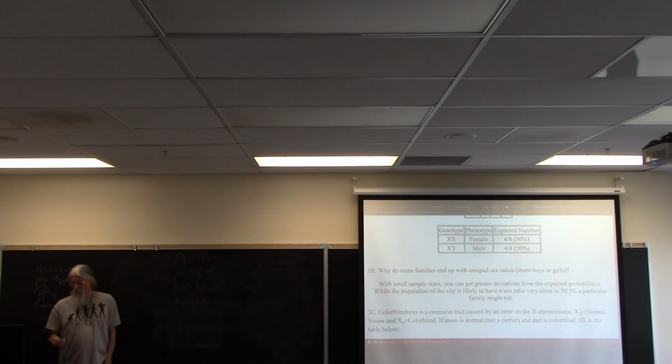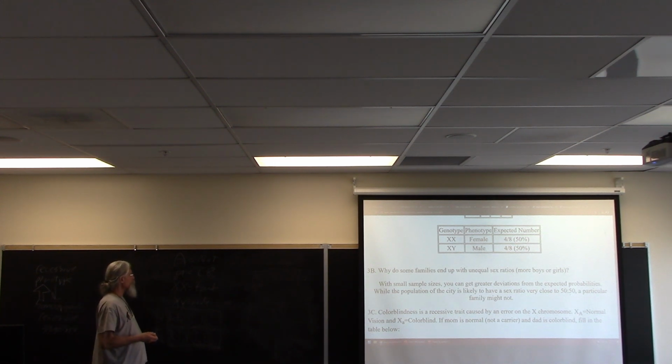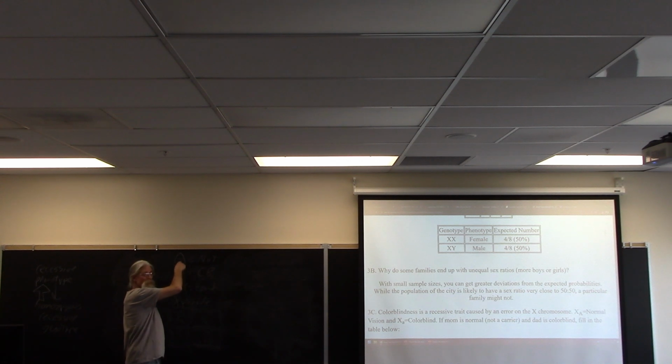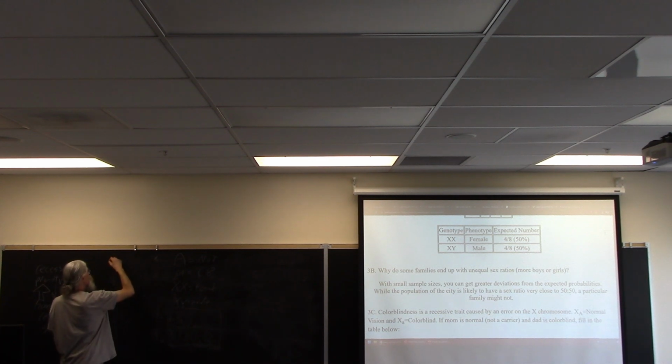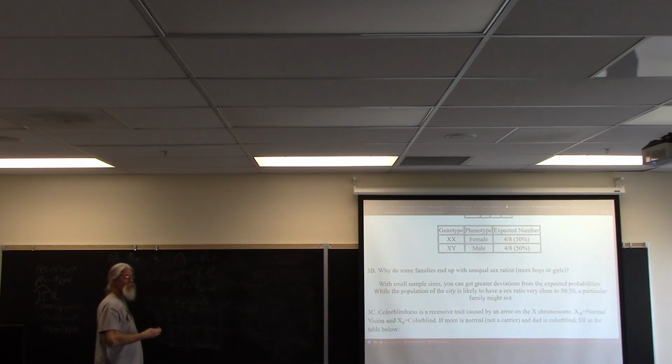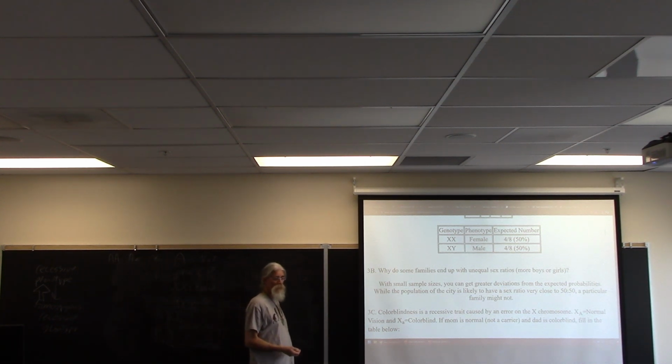So the question is, color blindness is a recessive trait caused by an error on the X chromosome. The big A is normal vision and the little a is colorblind. If the mom is normal, this is a complete dominant recessive relationship. That means that, in terms of a diploid genotype, that individual can either be big A, big A, or big A, little a, because it's a complete dominant relationship.